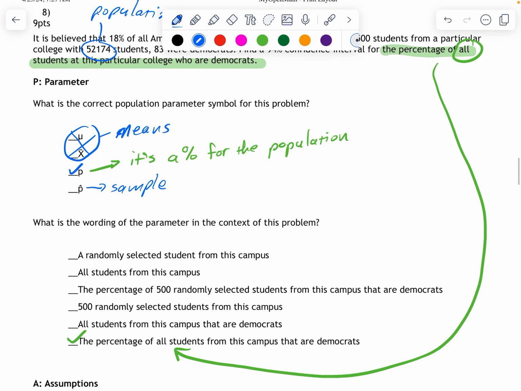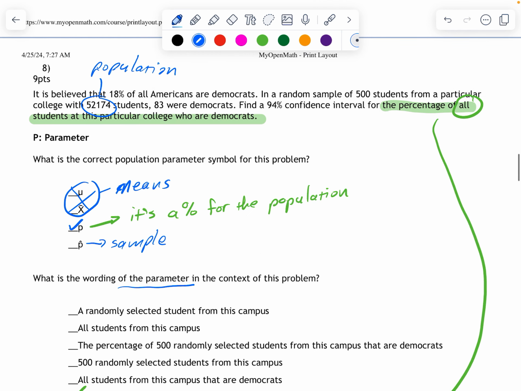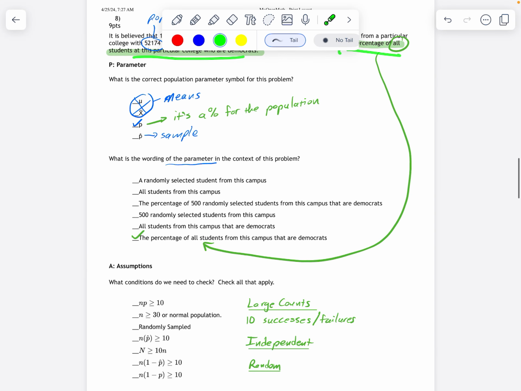What is the wording of the parameter? So what I did is I just highlighted it. When it says find an interval for something, typically whatever comes after the word "for" is the parameter. It's the percentage of all the kids at this school that are Democrats.